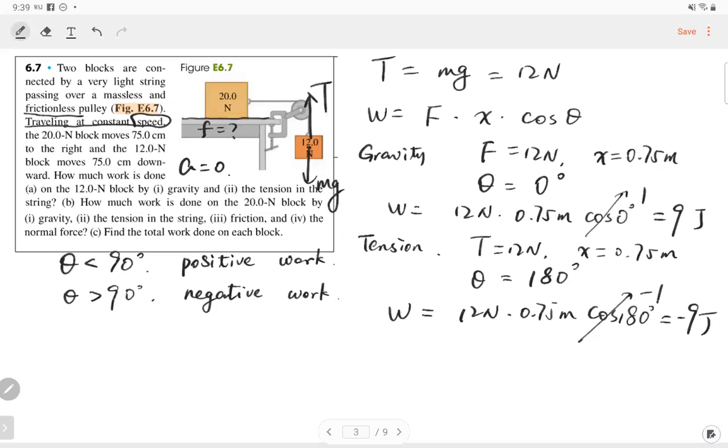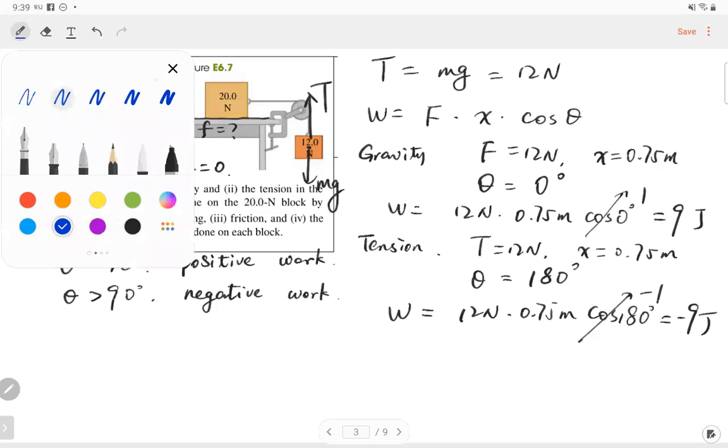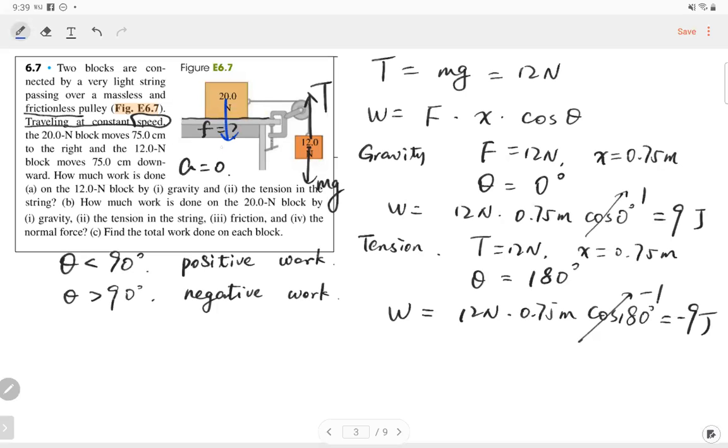Let's do the free body diagram. We have gravity, mg, we have normal force, and we have tension, and we have friction. Because it says traveling at a constant speed, we need a force to balance the tension, right? If there's no friction, then the constant speed will never happen. So if the block wants to move with a constant speed, there should be friction, and the friction is going to balance the tension. So in this case, we have friction equal to the tension and the normal force equal to gravity.